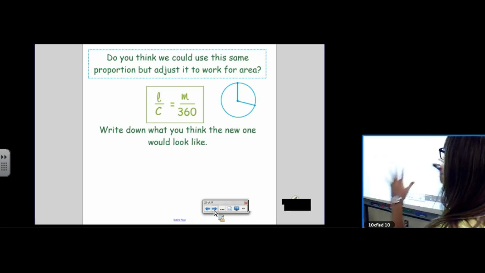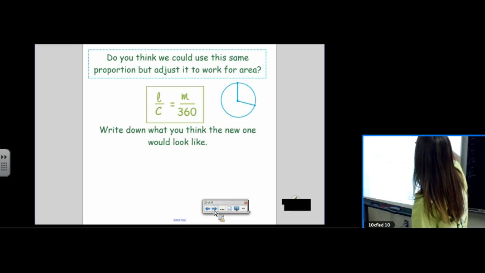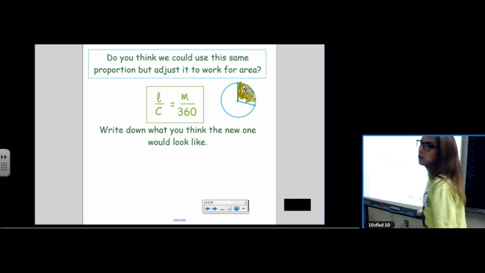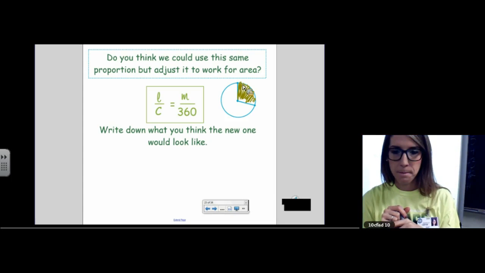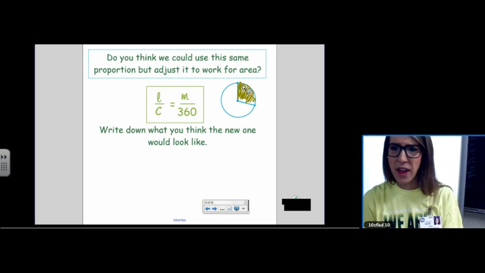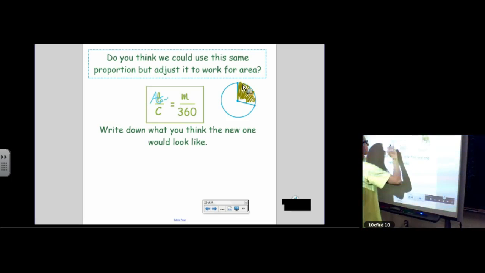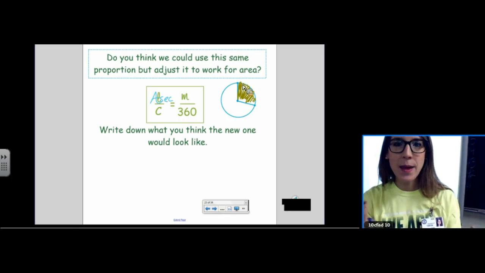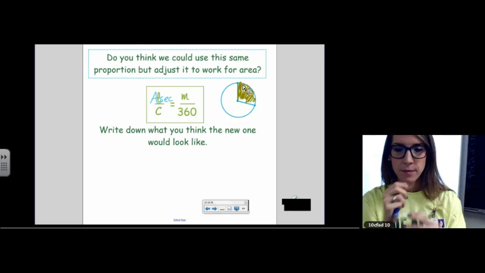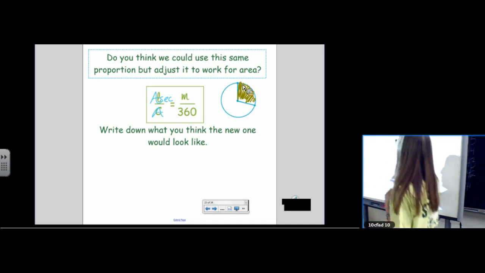How could we use that same formula and just adjust it to work for area instead of just working for arc length? What changed and what didn't change? So it's not going to be called L anymore. We're not going to be looking for the length. We're going to be looking for A sec. Now, L was a portion of the circumference. What would A sec be a portion of? The area of the circle. The area of the circle.